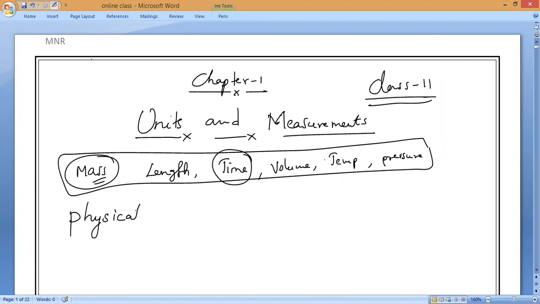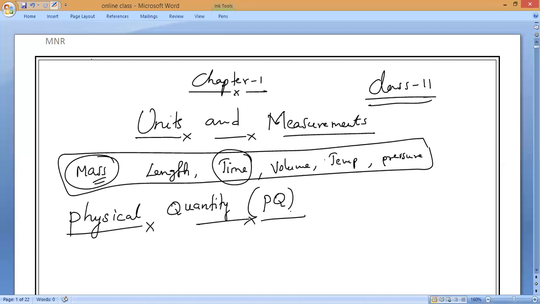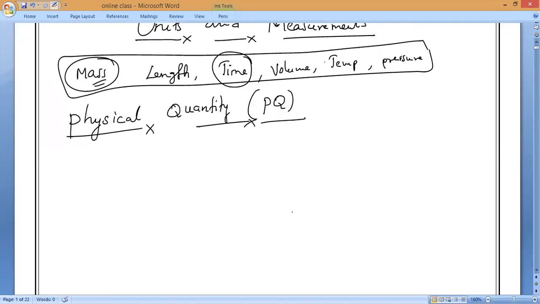That is the basic definition we are going to study in this chapter. This is the first definition, represented as PQ, physical quantity. So what do you mean by physical quantity? Directly definition, no need to study anything. No descriptive questions from class 11. So write directly: physical quantity, the quantities which can be measured. How can we measure? By instruments.